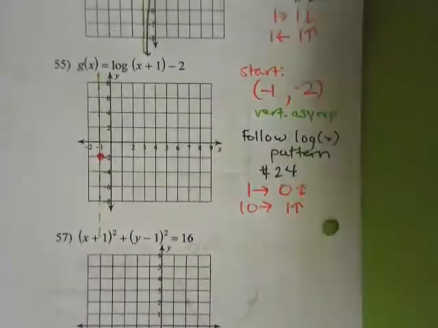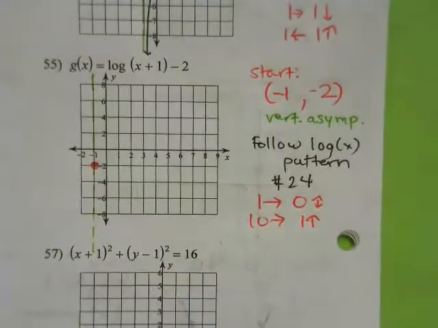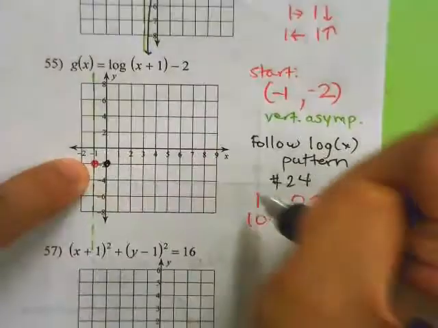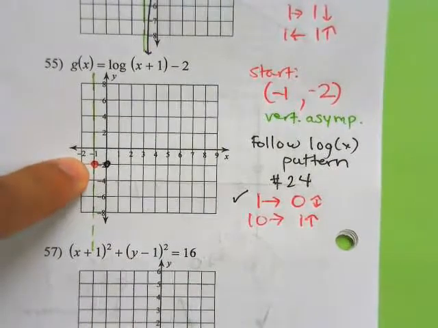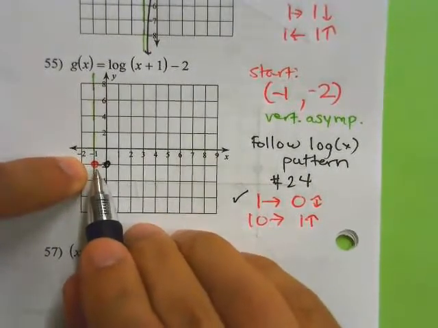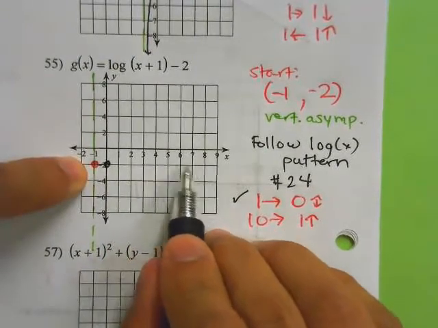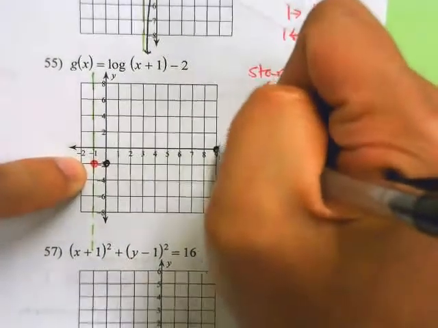So let's go ahead and do that. From the starting point, and we've already made the vertical asymptote, we're just going to go 1 to the right. Bam, you're done. Okay? Then you're going to go back to the starting point, go 10 to the right: 1, 2, 3, 4, 5, 6, 7, 8, 9, 10, and then you're going to go 1 up.